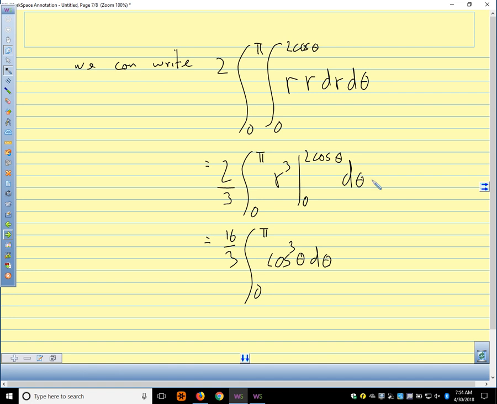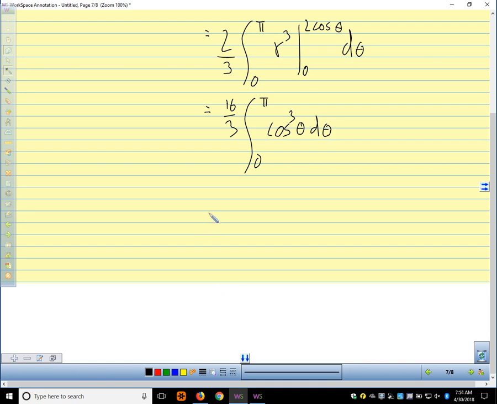What's that? Yeah, can't we integrate from 0 to pi over 2 and multiply by 2? When we have a periodic function, we can always divide things like that. So it's going to be 32/3 times the integral from 0 to pi over 2 of cosine cubed theta d theta.